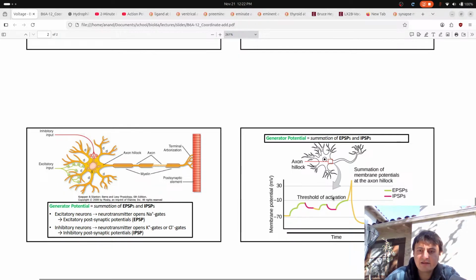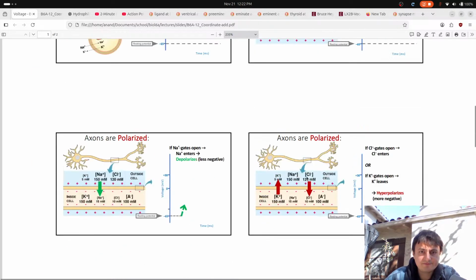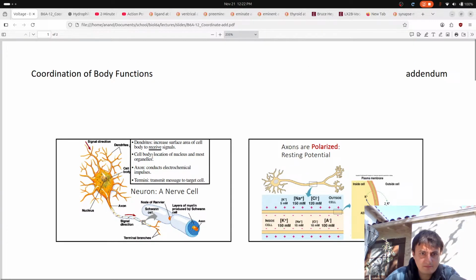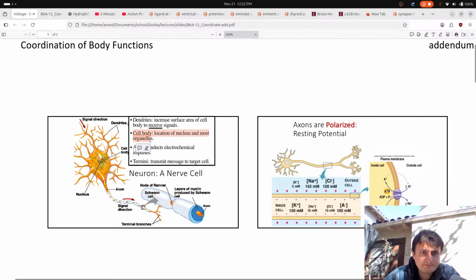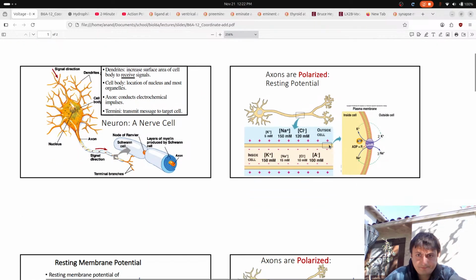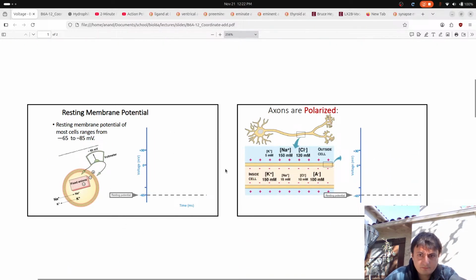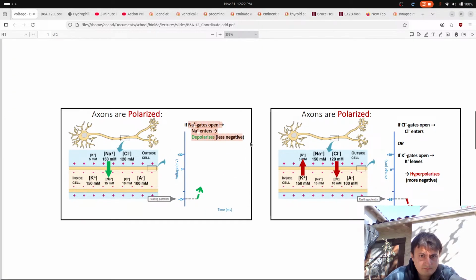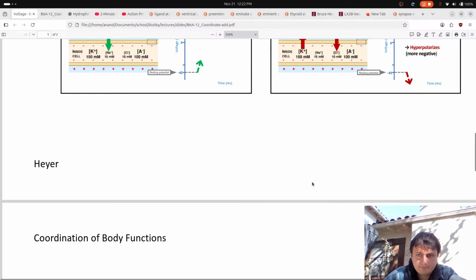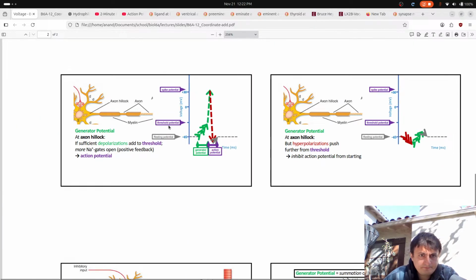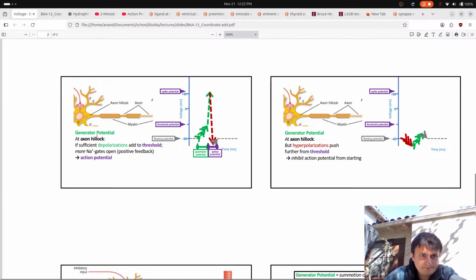Wait, minus 10 is the threshold? I thought minus 55 was the threshold. Oh yeah, here we go. This is the standard AP.